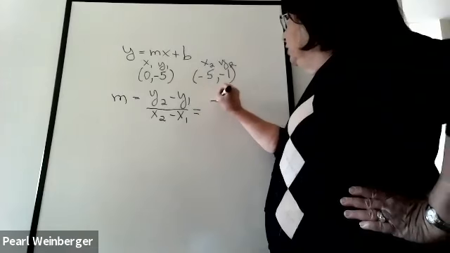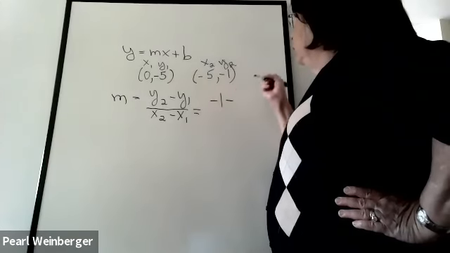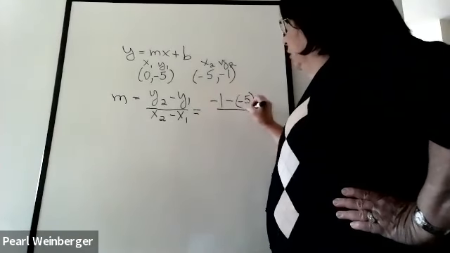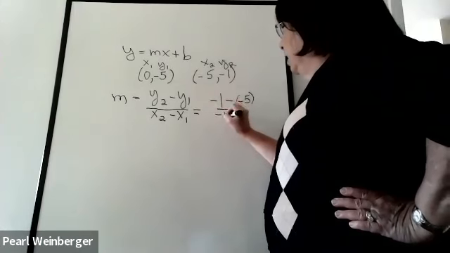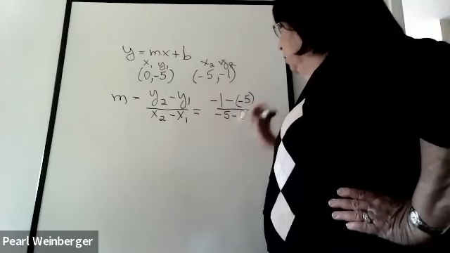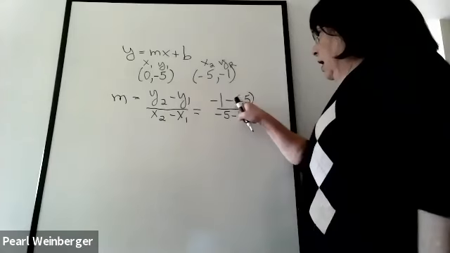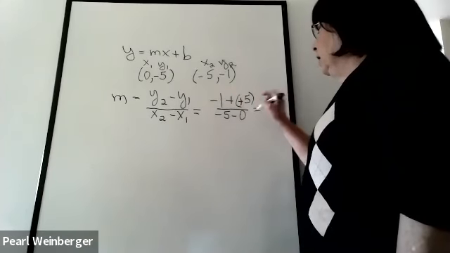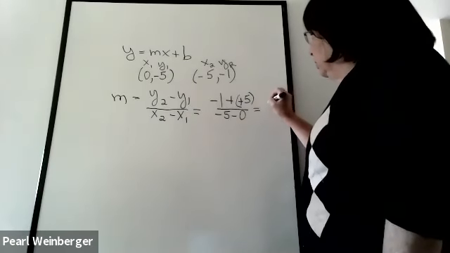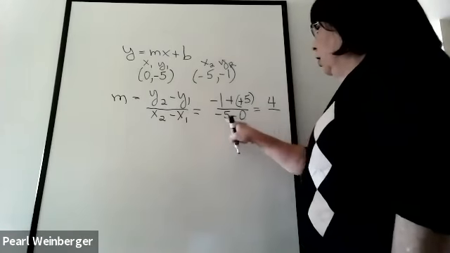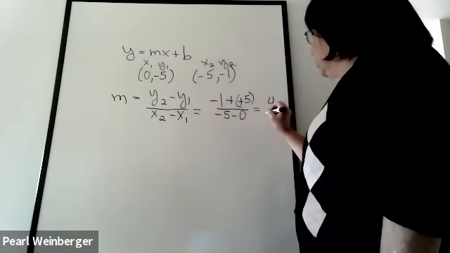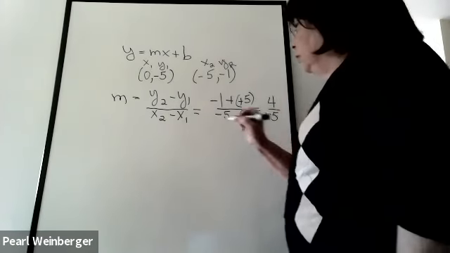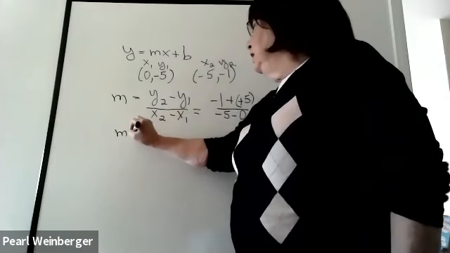So it's y2, which is -1, minus y1, which is -5, over x2, which is -5, minus 0, which is x1. And remember, when you have two negatives, that becomes a positive. So it becomes -1 plus 5, which is +4, over -5 minus 0, which is -5. Usually we don't leave the negative on the bottom. It means my slope is -4/5.